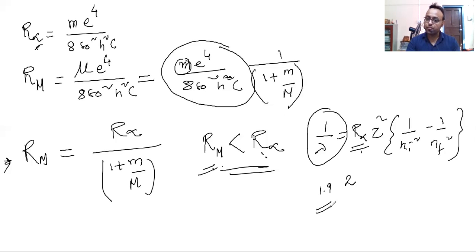Earlier if we were getting 2, the value may become 1.9, for the same atomic number and same level of transition. Suppose n is equal to 1, nf is equal to 2, take hydrogen, Z equal to 1. If I take R infinity, maybe 2 centimeter inverse would come as 1 by lambda value, but if I take Rm, then my value may come 1.9, because Rm is less than R infinity. That means what?